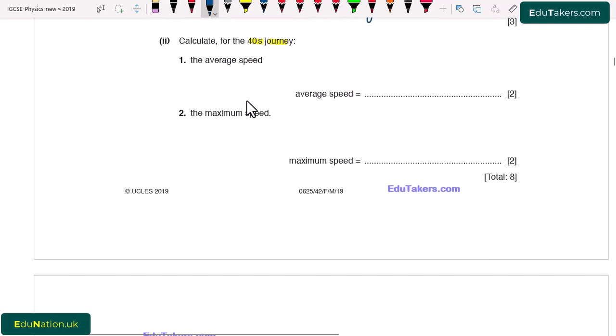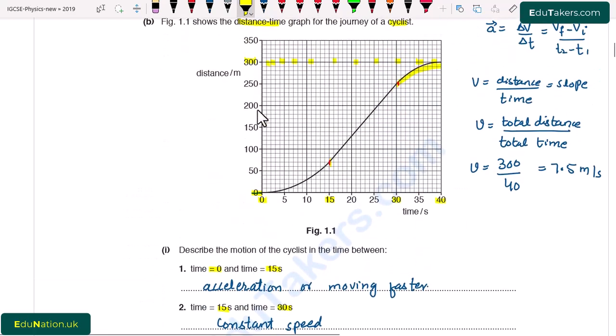So the average speed will be equal to 7.5 meter per second. Part 2. The maximum speed. Here we have to calculate the maximum speed. So first of all we have to guess where the speed is maximum.